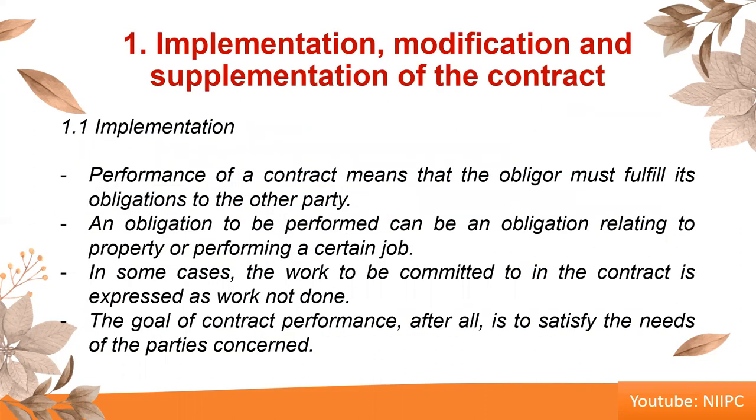First, we go into the implementation of contract. Performance of a contract means that the obligor must fulfill its obligation to the other party. An obligation to be performed can be an obligation relating to property or performing a certain job. In some cases, the work to be committed to in a contract is expressed as work not to be done. The goal of contract performance, after all, is to satisfy the need of the party concerned.